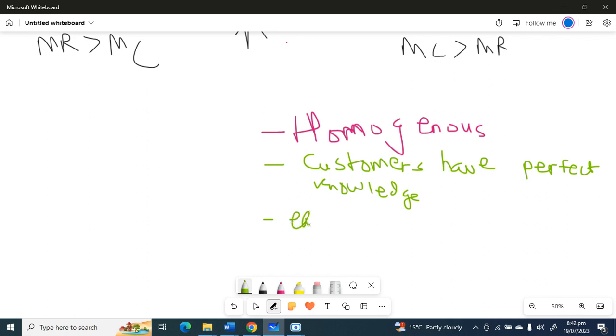Okay, easy entry and exit into the market. So let's think of the tomato market. Anyone can just buy a box of tomatoes and start selling tomatoes. Easy entry and exit.